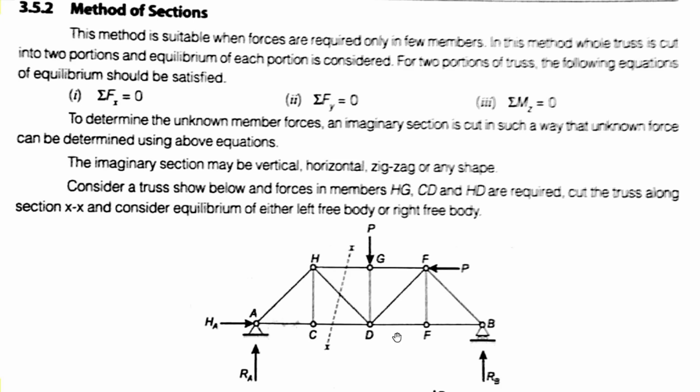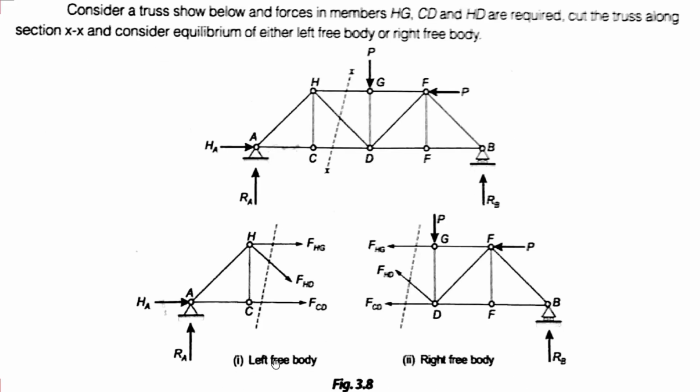So HG, HD, and CD, and this is our left free body part and this is our right free body part. You can see here this is your left free body, so this is your HG portion and this is your A hinge. Hinge support has two reactions, RA and HA. This is your H, this is your C, and here we have a cut. This is your force in HG, this is your HD portion, so the inclined member is HD, force FHD, and this is your CD portion, so FCD.